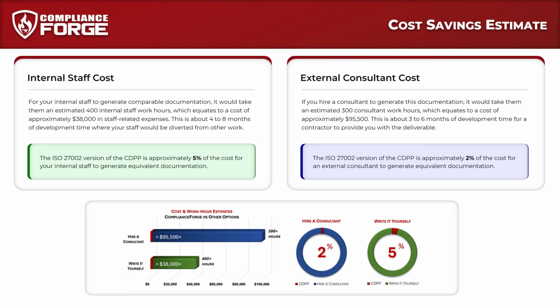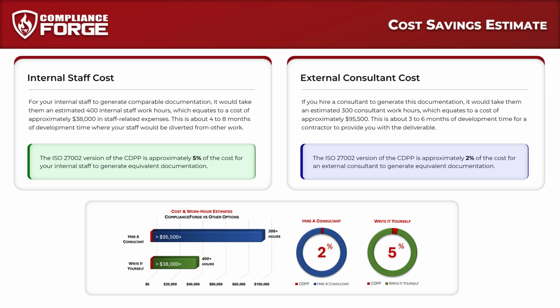Now compare that against the 2 alternatives for obtaining quality cybersecurity documentation. For your internal staff to generate comparable documentation, it would take them an estimated 400 internal staff work hours, which equates to a cost of approximately $38,000 in staff-related expenses. That is about 4 to 8 months of development time. If you hire a consultant, it would take an estimated 300 consultant work hours, which equates to a cost of approximately $95,500. That is about 3 to 6 months of development time.